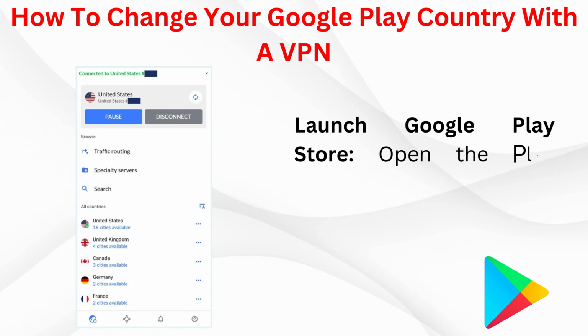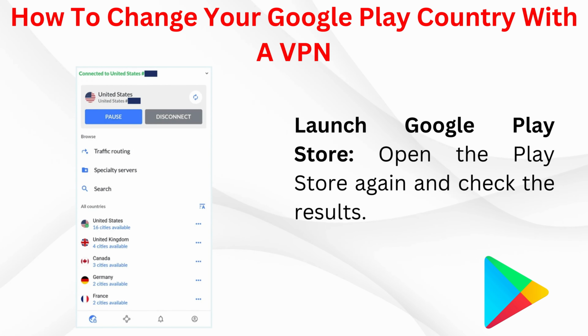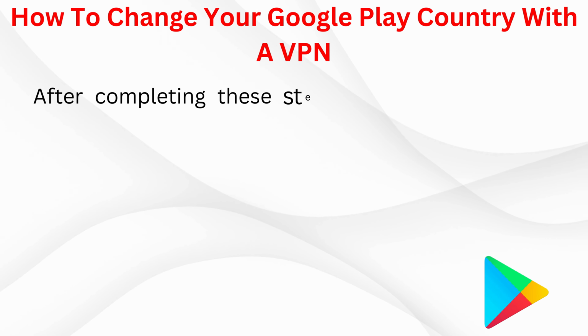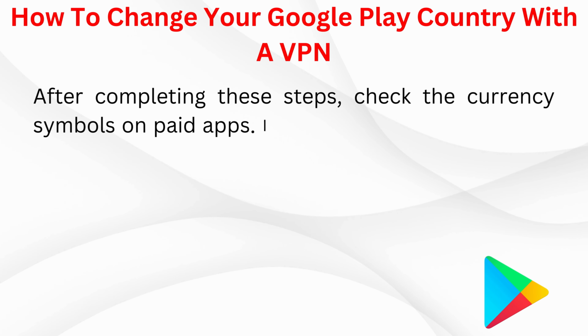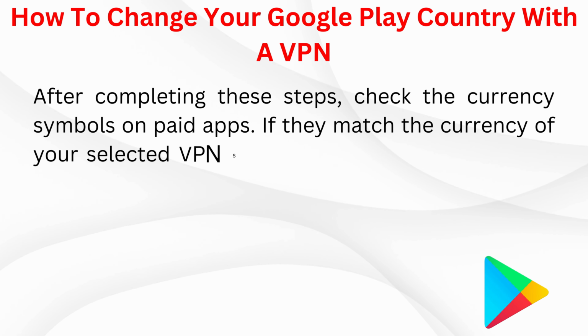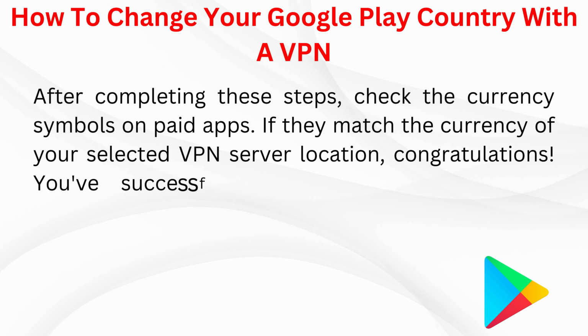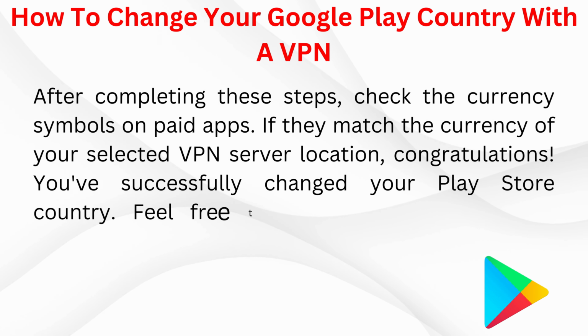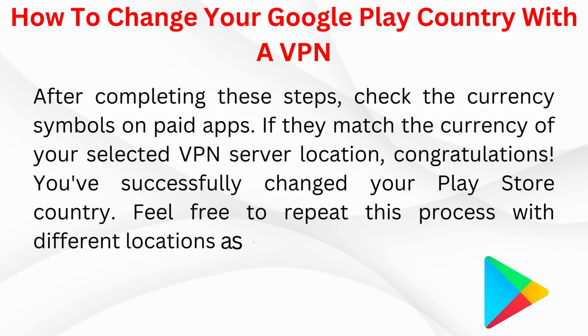8. Launch Google Play Store. Open the Play Store again and check the results. After completing these steps, check the currency symbols on paid apps. If they match the currency of your selected VPN server location, congratulations! You've successfully changed your Play Store country. Feel free to repeat this process with different locations as needed.